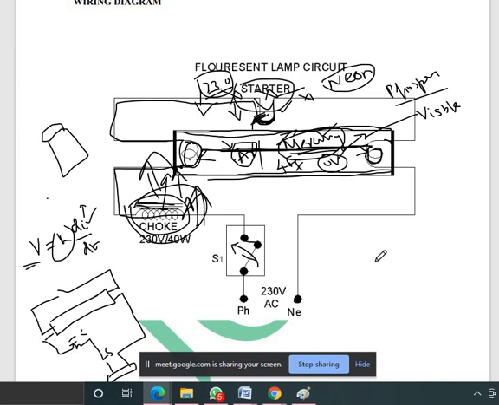So heat is developed based on the power loss, the power consumption: power P equals I squared R. This is the general formula. Based on the current level, the power will be consumed. In an LED bulb, it consumes very little current, less than a milliampere or microampere. So the current is very minimum, and the resistance is also very minimum. So it consumes very little power.